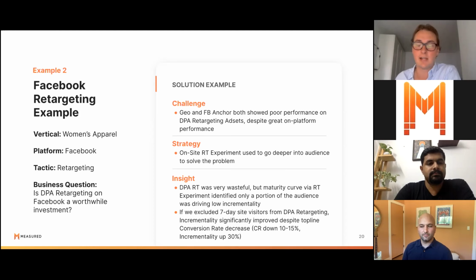And in short, the insight here was that for folks that they served DPA ads to within 7 days of hitting the site, those ads were just completely redundant. Those folks were going to convert anyway. The DPA ad didn't drive any incremental benefit over doing absolutely nothing.